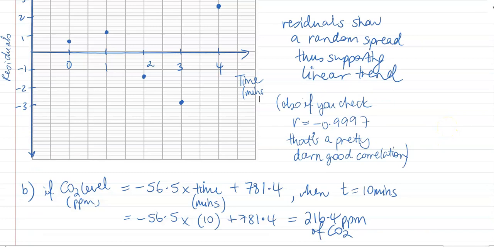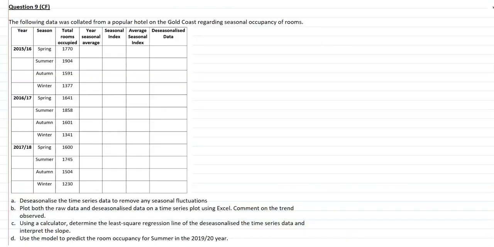Lastly, for part B, the question wanted us to find the carbon dioxide levels when time is 10 minutes. So simply using the model equation I've come up with, I'm just substituting in when time is 10 minutes, and when I evaluate that, I get 216.4 parts per million of carbon dioxide levels.